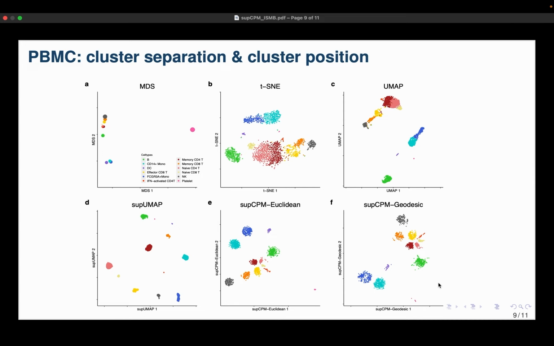We also have other visualization results and an objective metric comparison included in our article. But due to time limitations, I only present these two results.